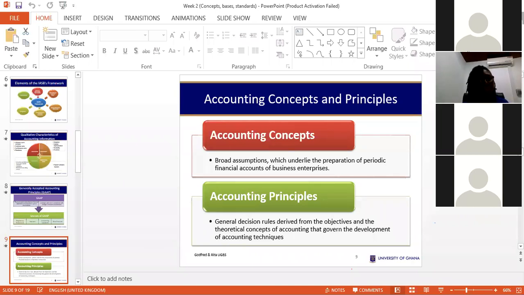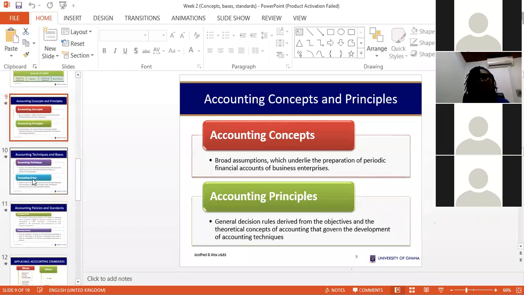They are just general rules that have been arrived at after deliberations, that become adopted across continents. So those are accounting principles.